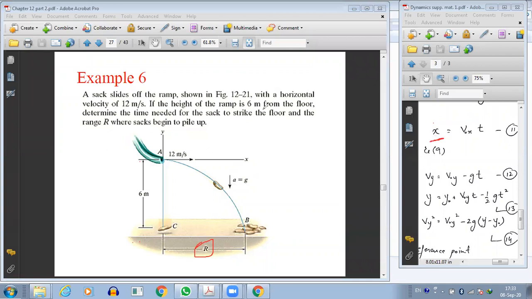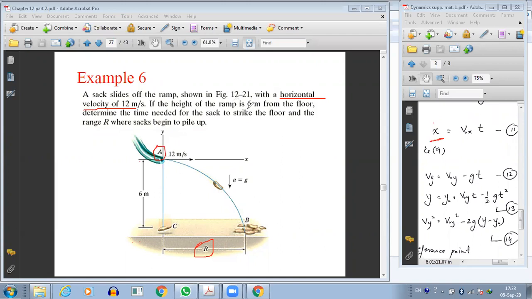So that's the x. You see here, the sack slides off the ramp with a horizontal velocity. So this 12 meter per second is basically what? It's a horizontal velocity. Horizontal velocity means VAX initial, and VAY is 0 because the sack was moving horizontally. So VAY is 0. So we have VAX, VAY is 0.